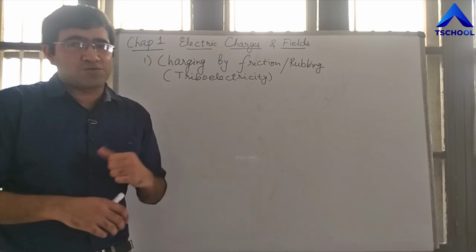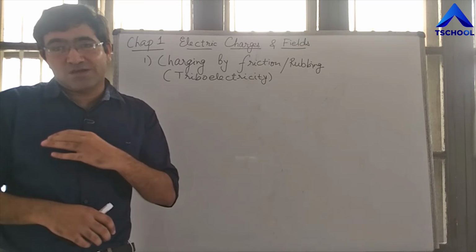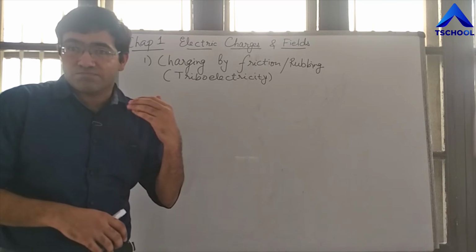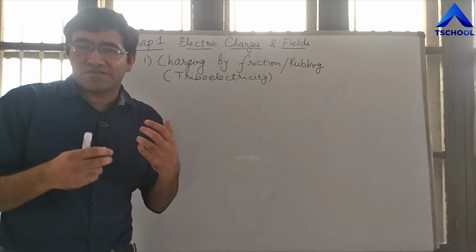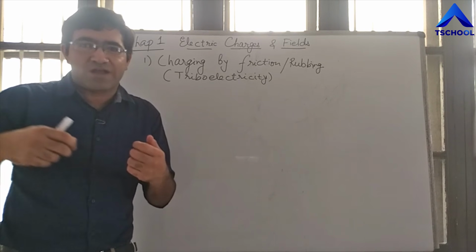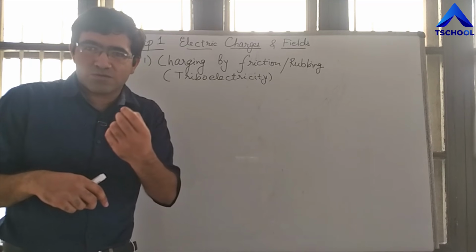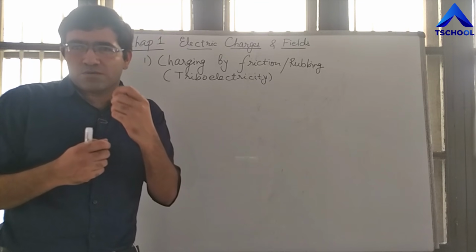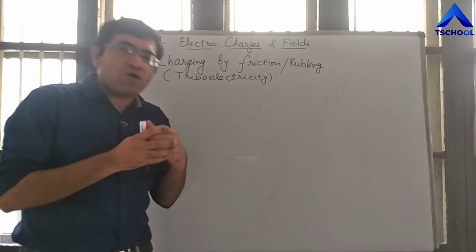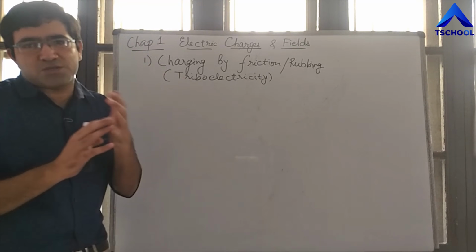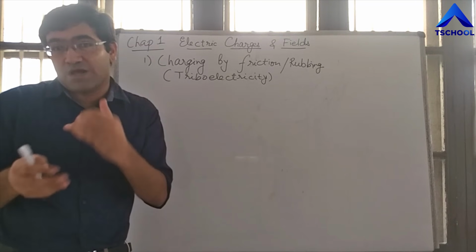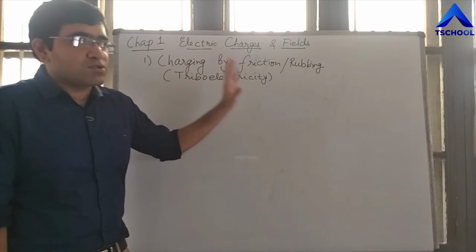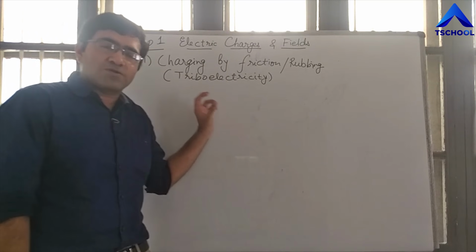I'm sure you have also noted that in winter, especially when your body rubs against your clothes, there is static electricity going on and you would feel a small shock, right? You can get a shock there. That's because of the charges acquired by your body and by the clothes. Okay, so charging by friction or by rubbing is also called triboelectricity.